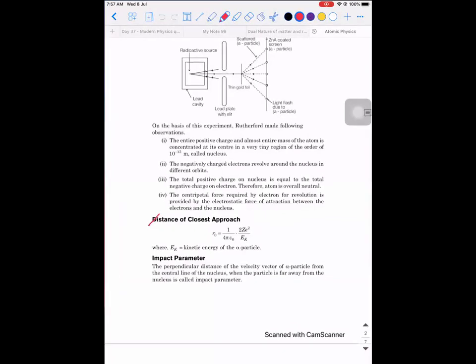Okay. Can you be more specific? Distance of closest approach doesn't speak about energies, it speaks about the distance, right?